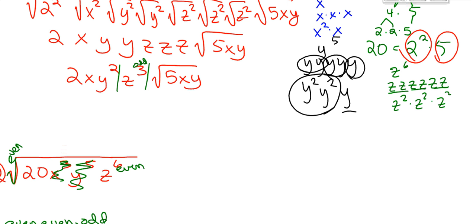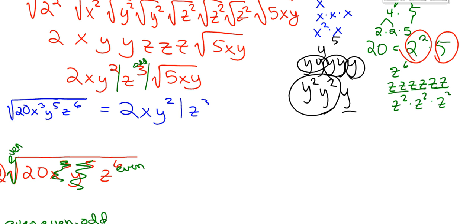And so I'm just going to rewrite the problem and the answer. So this one was the square root of 20, x to the third, y to the fifth, z to the sixth, and it's equal to 2x y squared, the absolute value of z to the third, the square root of 5xy. That's the answer that we get for this problem.